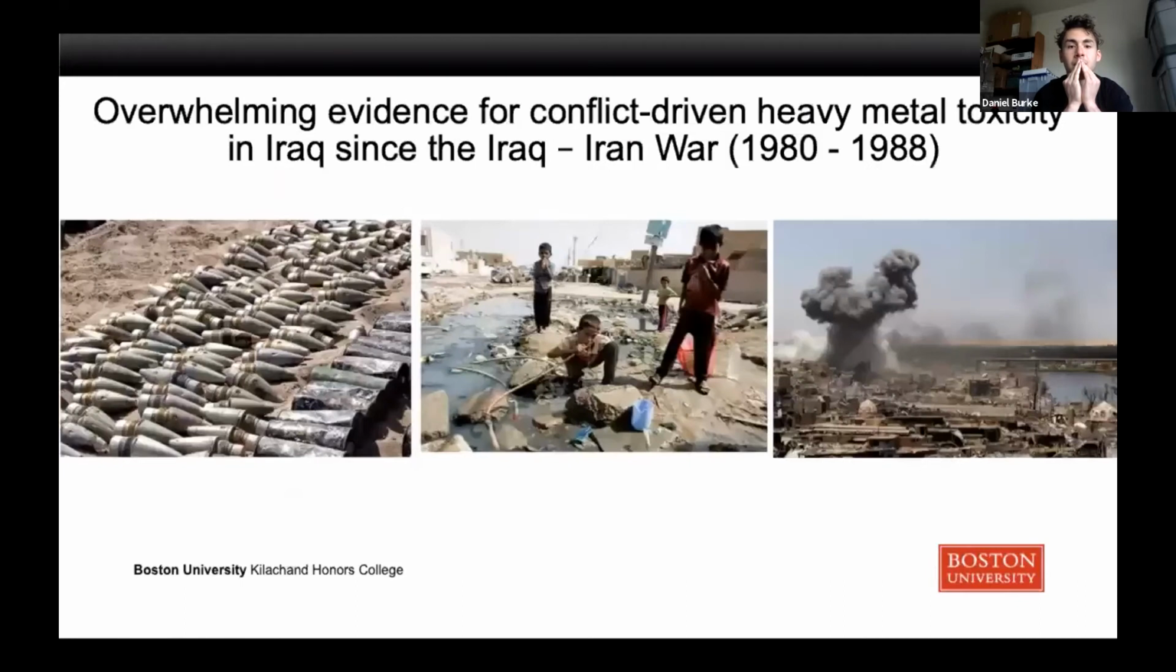And so just to begin, there's overwhelming evidence that Iraq has been inundated with heavy metals, actually since the Iraq-Iran war back in the 1980s.